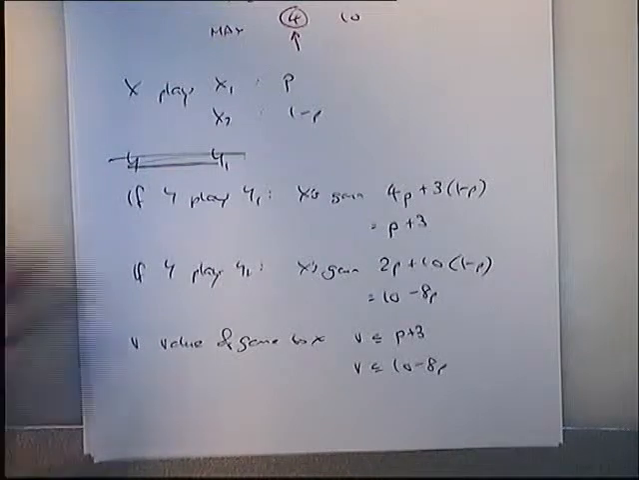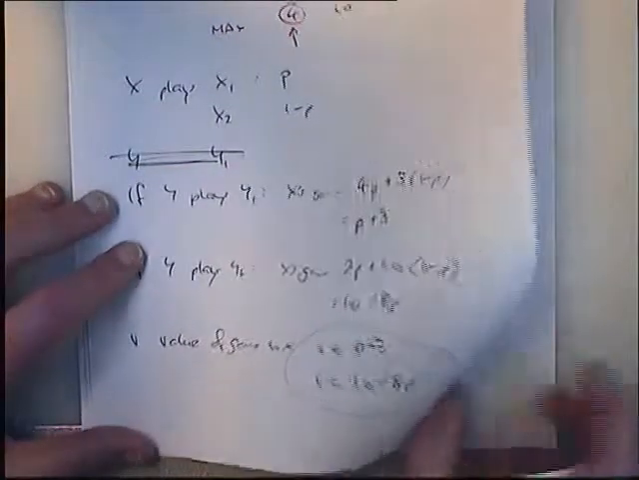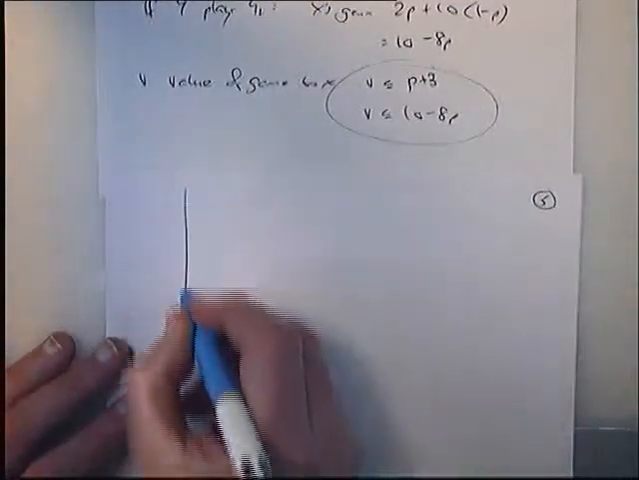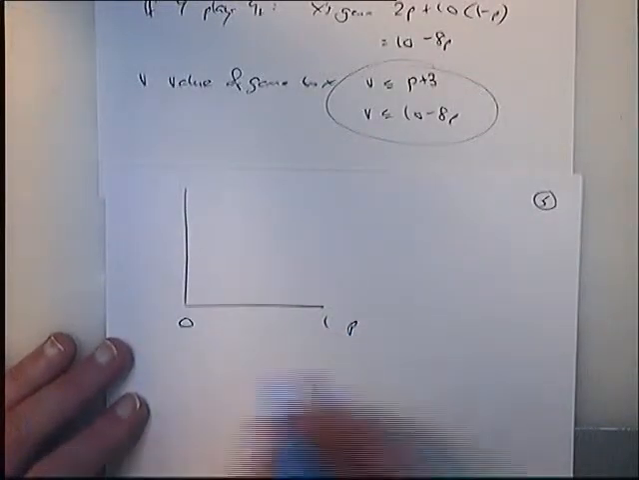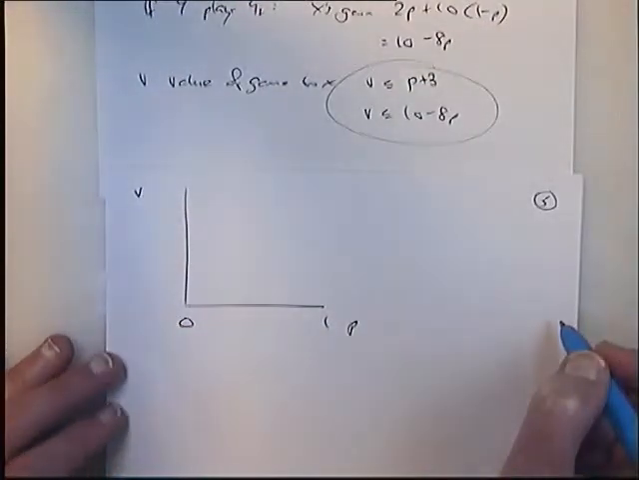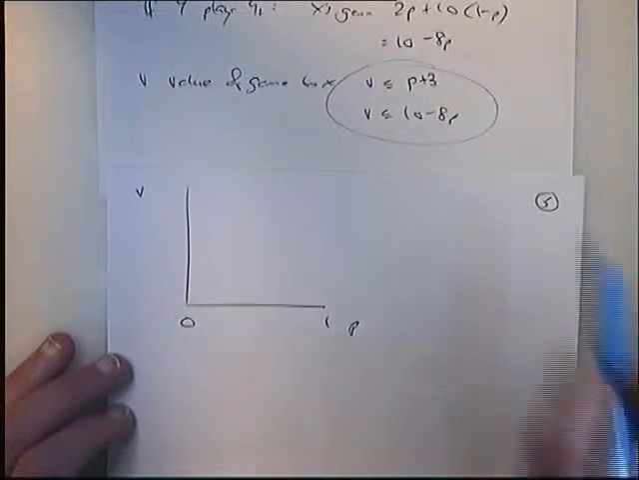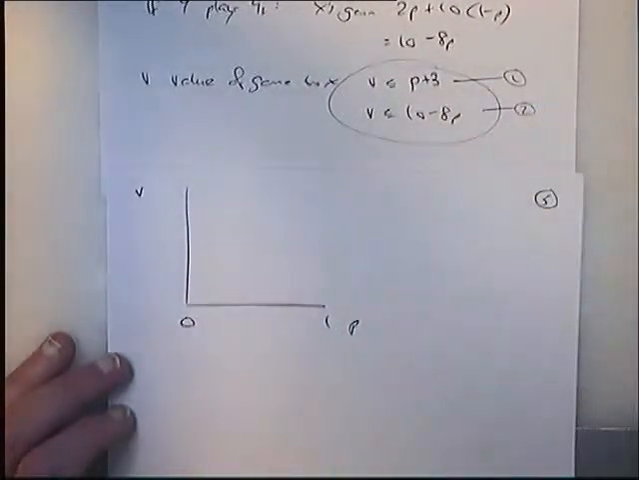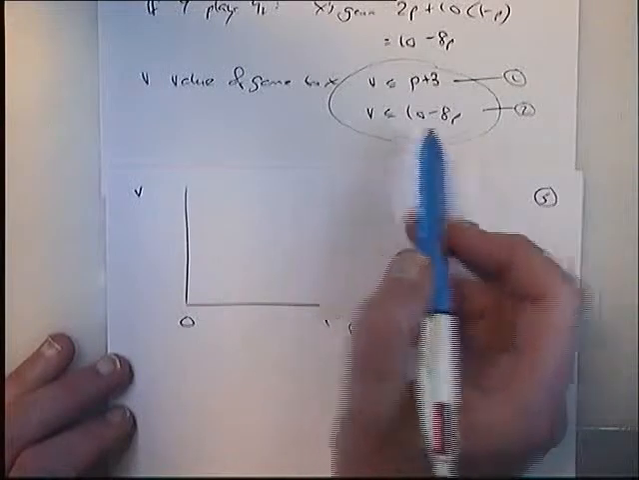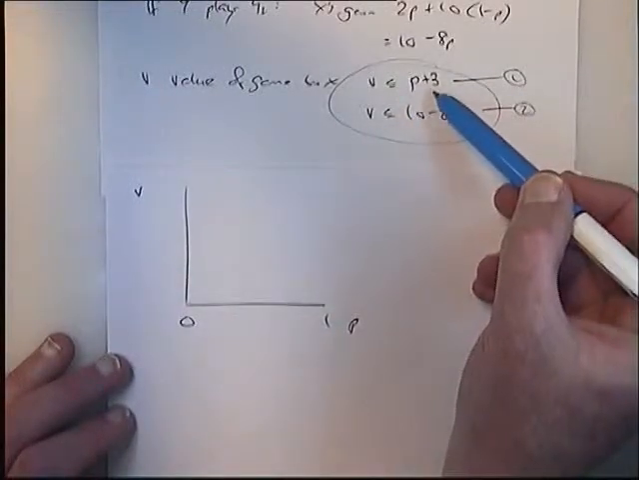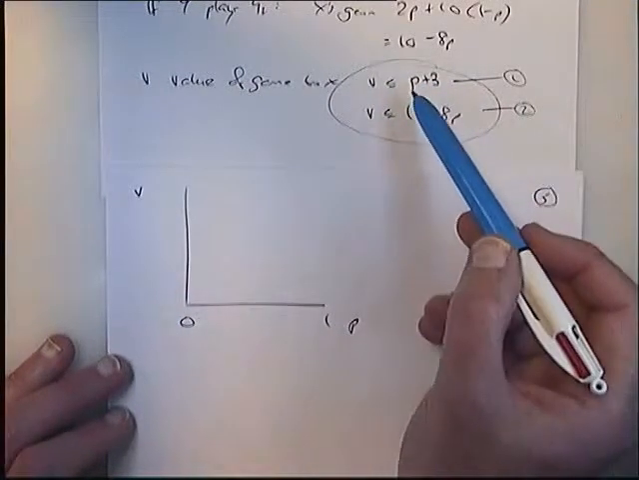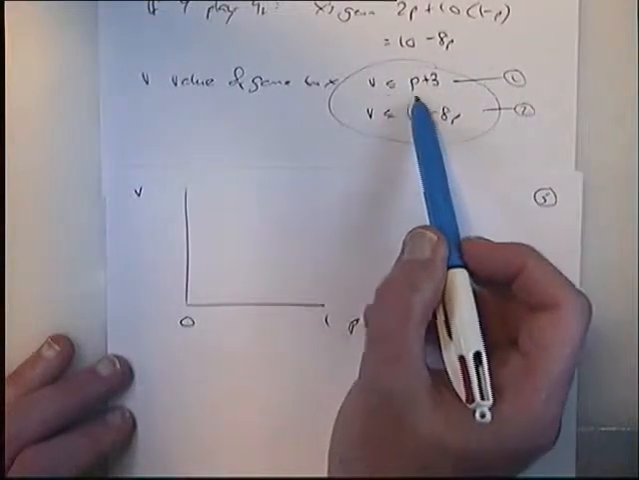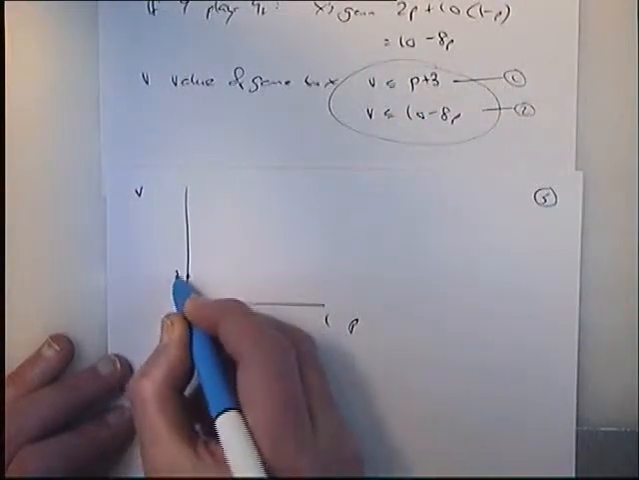So what we do now is we graph those two equations. If we just draw a little sketch graph of those, along the bottom we're going to have P, which can only go between 0 and 1. Then up the top we'll have our value. So we've got equation 1 and equation 2. When P is 0, imagine these are equal signs for a minute. If P is 0, what's the value of V? 3. Yeah, so here I'll put a point at 3.